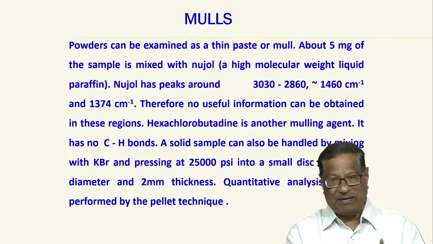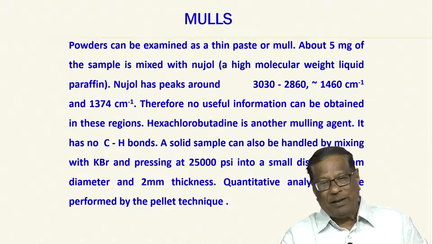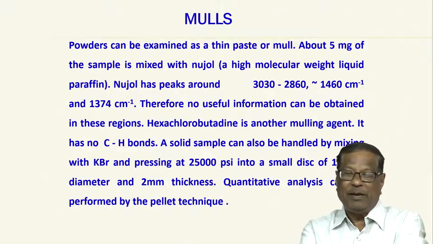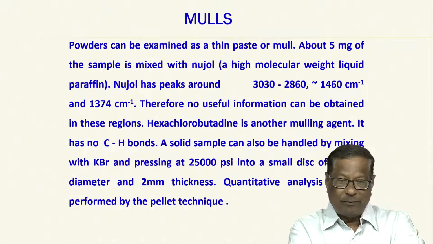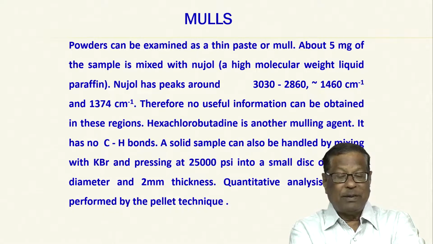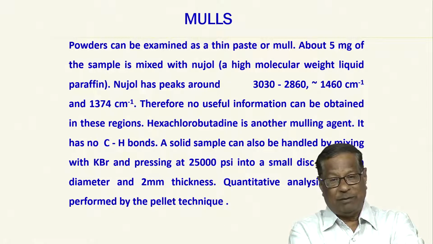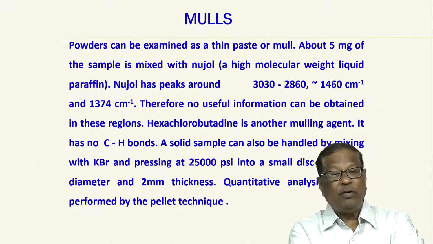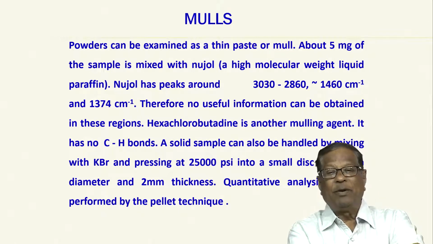So, mulls. Now, I come to the solids. One way of taking an IR spectrum is by making a solution. But suppose you do not want to make a solution, then how to take the IR spectrum? You can take the spectrum as a paste. How do you make a paste? You take a little bit of paraffin oil or even castor oil. Paraffin oil is just like castor oil.